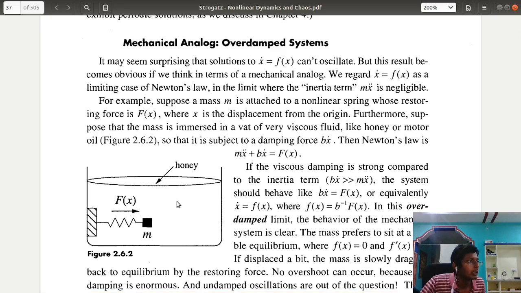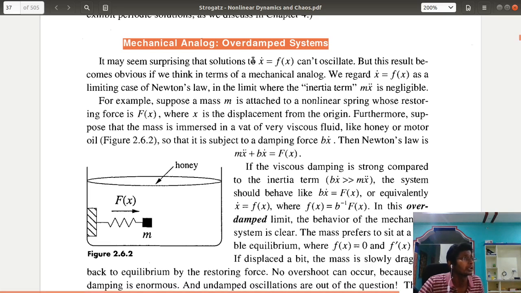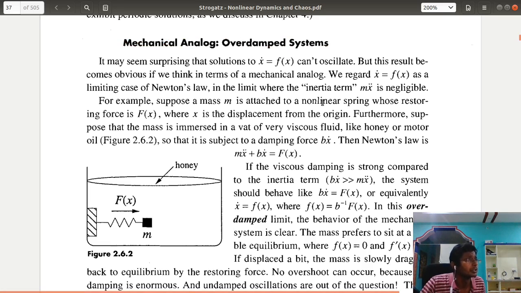And because of that the second order effects will be neglected, and the system will become a first order system, and at that time we will not have an oscillation of this mass. It will just keep on extending and approach an equilibrium position. So I encourage you to read this topic, mechanical analogy, in this book.